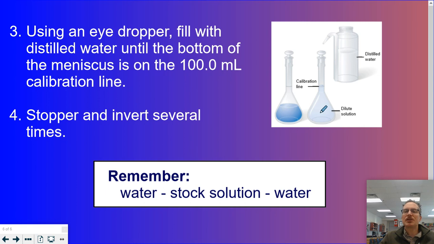When we do a dilution, we are always adding first approximately half the amount of the final volume in water. We're going to add the appropriate initial volume of stock solution. Then we're again going to fill up to the calibration line with water. So it's a water, stock, water solution, if you want to remember it that way.